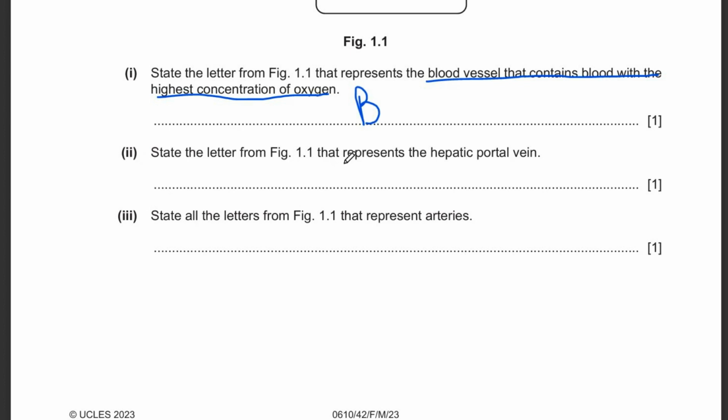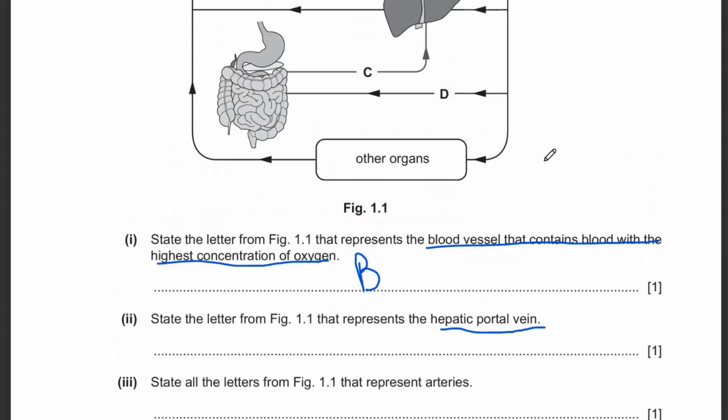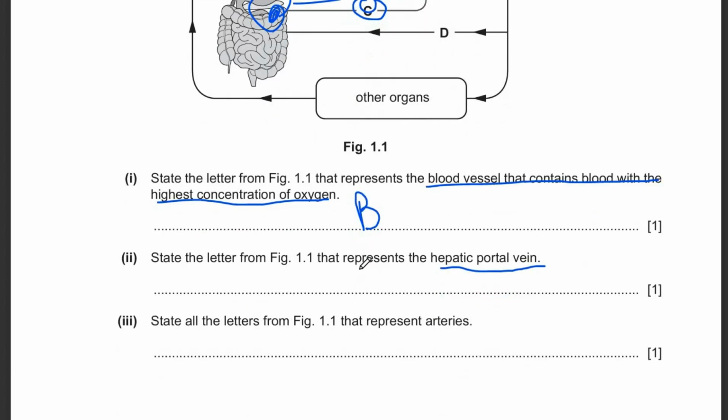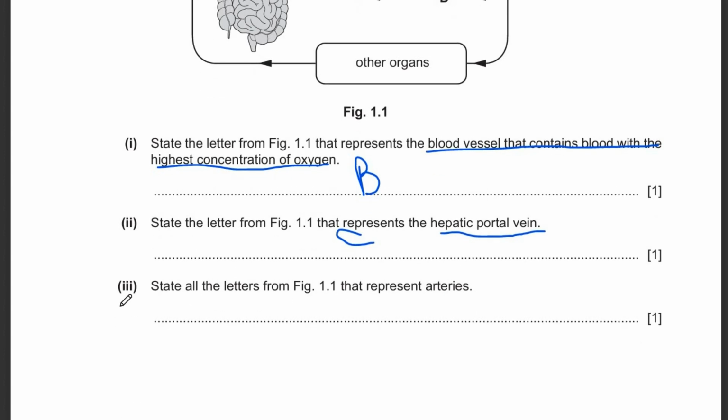Now, part 2 says state the letter from figure 1.1 that represents hepatic portal vein. So hepatic portal vein is basically the blood vessel that carries the blood from the gut, this is the gut, to the liver. Alright, from the gut to the liver. So what is a blood vessel that is carrying the blood from the intestines or the gut to the liver? That is C, and we name it as hepatic portal vein. Alright, I hope this was clear.